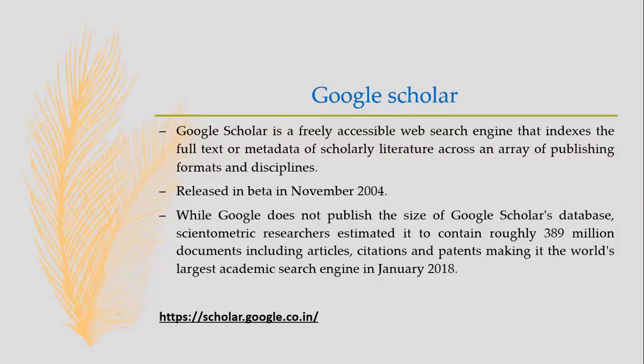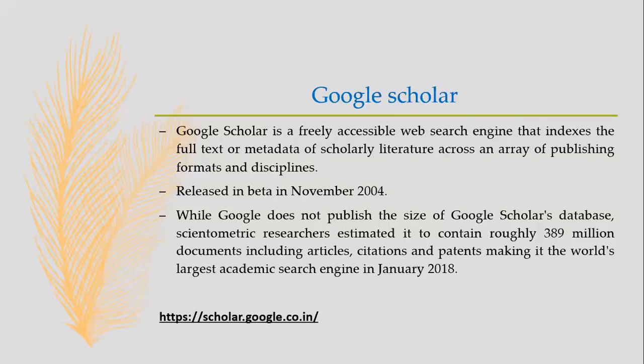Google Scholar contains around 389 million documents as per the latest estimates in January 2018. Though Google has never revealed the exact number of documents that it covers, most people now claim that somewhere around 430 plus million documents are included in the Google Scholar database.